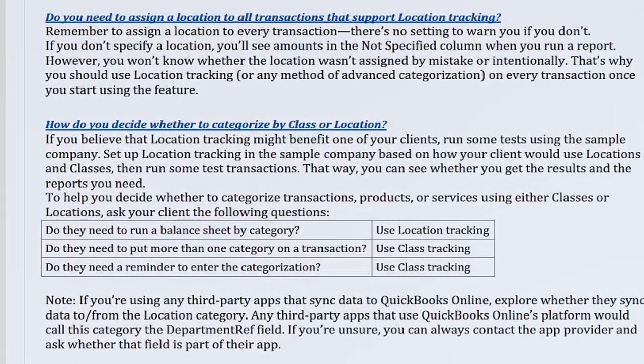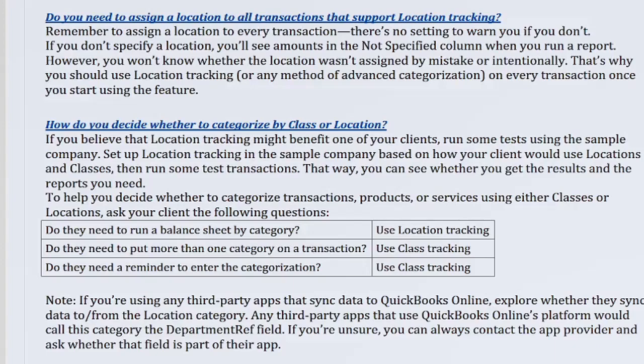Do you need to assign a location to all transactions that support location tracking? Remember to assign a location to every transaction. There's no setting to warn you if you don't. If you don't specify a location, you'll see amounts in the not specified column when you run a report. However, you won't know whether the location wasn't assigned by mistake or intentionally. That's why you should use location tracking, or any method of advanced categorization, on every transaction once you start using the feature.